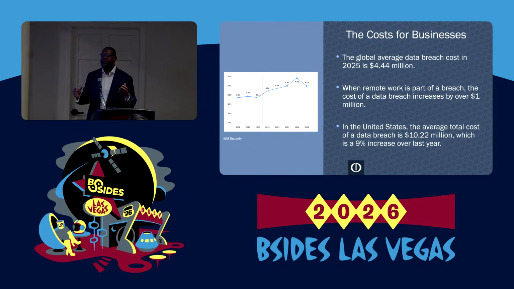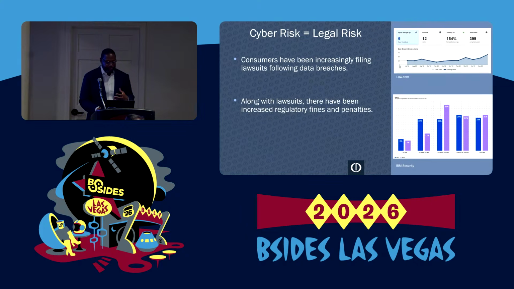All of this is causing us expensive problems, right? There is a ton of cost when it comes to data breaches and cybersecurity issues, with the average cost being over $4 million. If you add remote work, you can add an extra $1 million. If we're just looking at the United States, that number reaches up to $10 million. So these are big numbers. And cyber risk equals legal risk, right? There have been a ton of lawsuits filed by people impacted by cybersecurity issues, along with regulators filing lawsuits. Anytime you have cybersecurity issues, you have legal consequences.